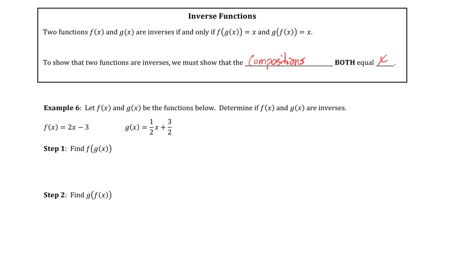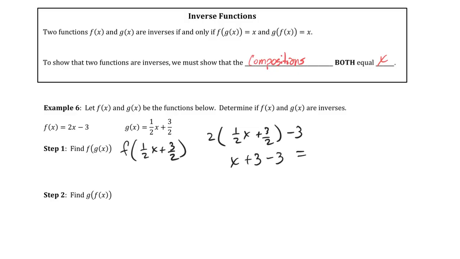All right, so let's look at example 6. We want to find the composition of these two. I already know what g of x is, so it's 1/2 x plus 3/2. It's going to be ugly, but we can do this. So I'm going to do the f function, and I'm going to put 1/2 x plus 3/2 minus 3. Then I'm going to distribute, right? So 2 times 1/2 is 1, 2 times 3/2 is 3, minus 3, and I get x.